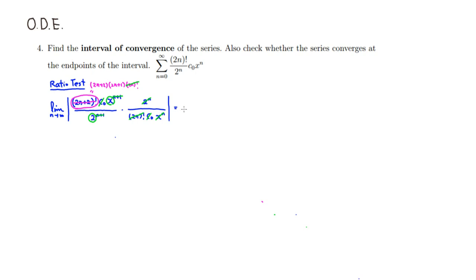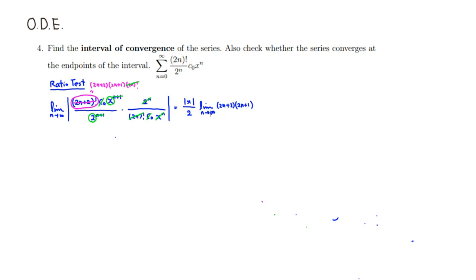So the limit. Actually, before we do that, let's pull out all the constants. You have an x there, so you have the absolute value of x on top. Then you have a 2 on the bottom, so I'll pull those out. Then you have a limit as n approaches infinity of what's left, which is 2n plus 2 times 2n plus 1.